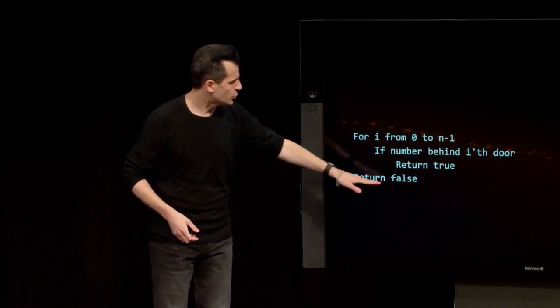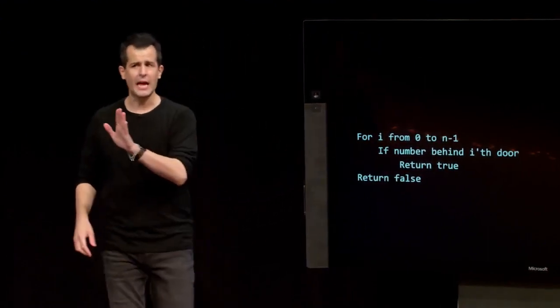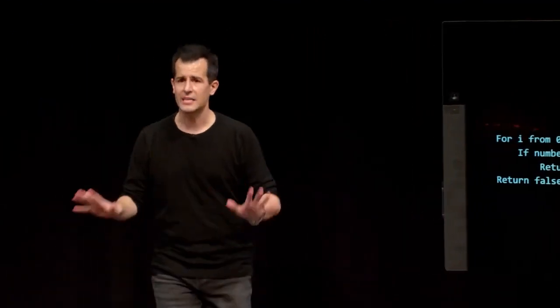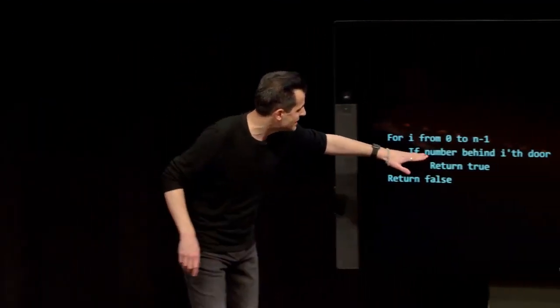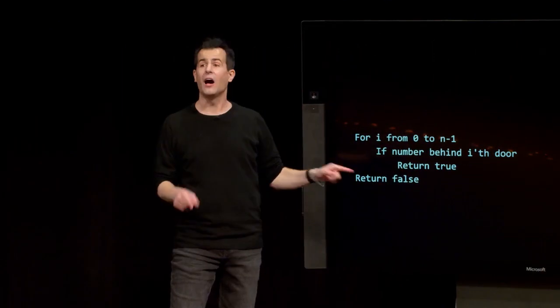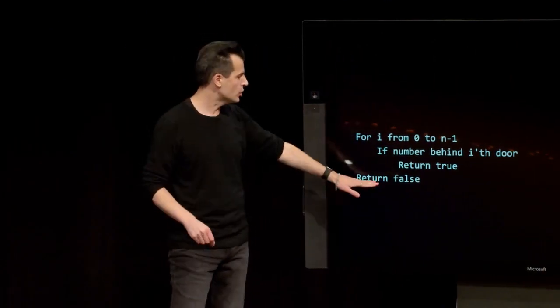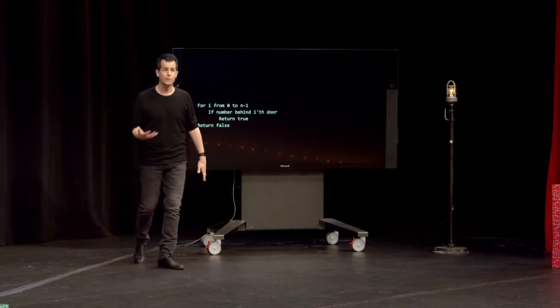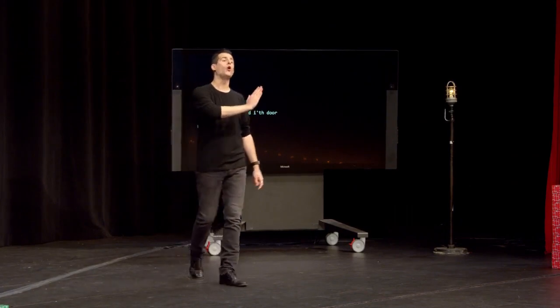And then notice that this return false is not part of an else, because I don't want to abort this algorithm prematurely simply because a number is not behind the current door. I essentially want to wait all the way to the end of the algorithm after I've checked all n doors.